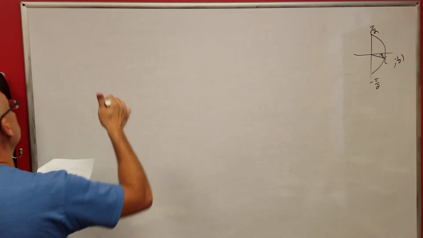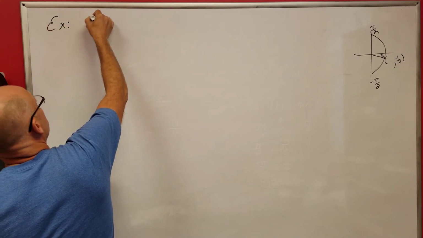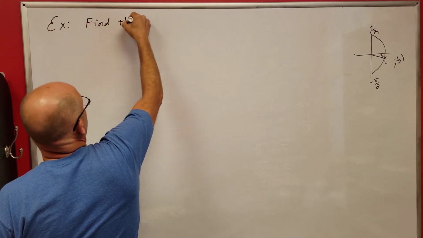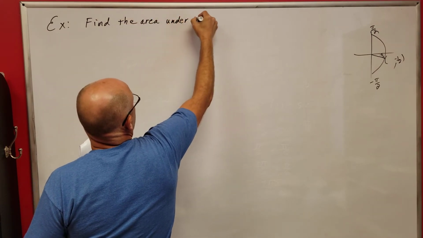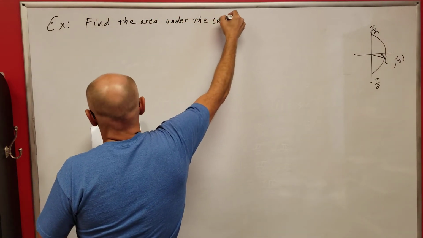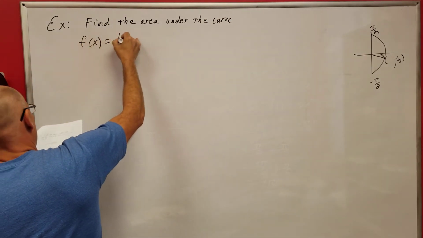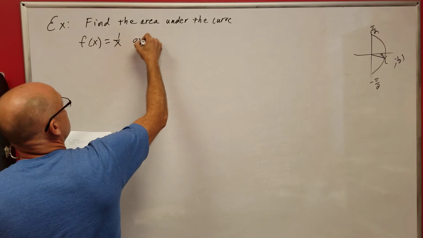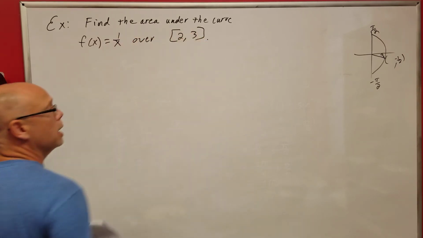All right, let's see. This next example says, find the area under the curve f(x) = 1/x over the interval from 2 to 3.